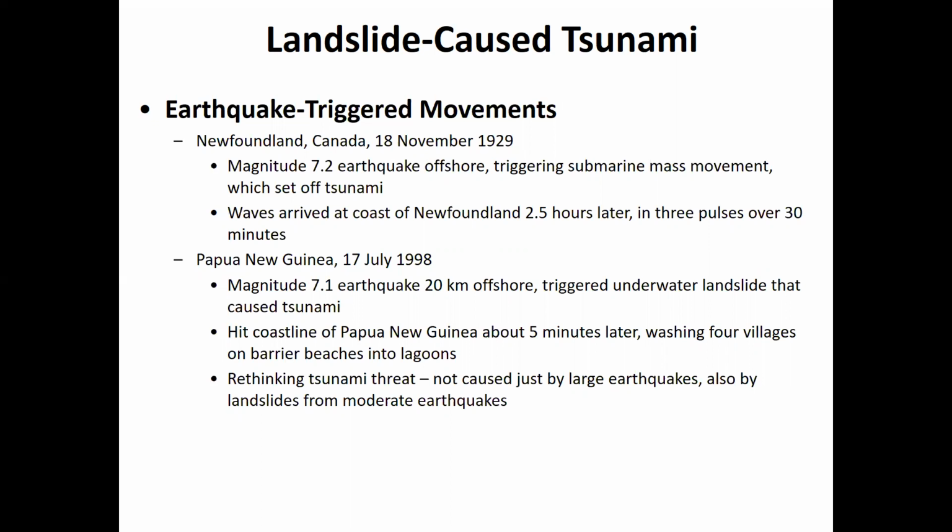In Papua New Guinea in 1998, a magnitude 7.1 earthquake 20 kilometers offshore triggered an underwater landslide that caused a tsunami. It hit the coastline of Papua New Guinea about 5 minutes later, washing 4 villages on barrier beaches into the lagoon behind them. This causes us to rethink the tsunami threat. It's not caused just by large earthquakes, but it could be caused by landslides triggered by even moderate earthquakes. You can have a smaller earthquake that can trigger a landslide, and that landslide itself could generate a large tsunami.